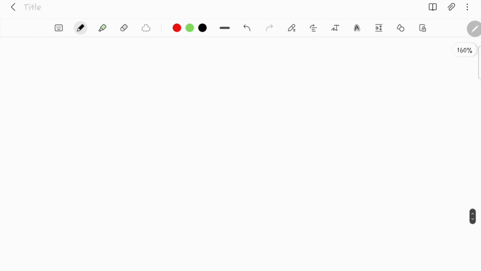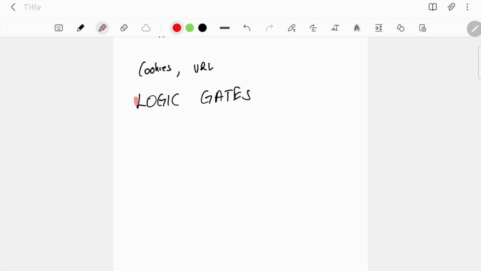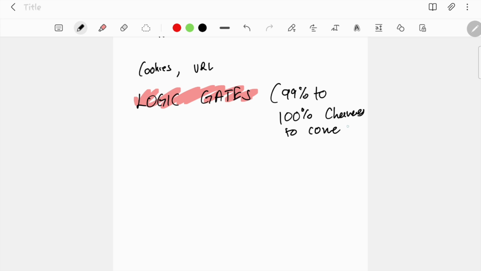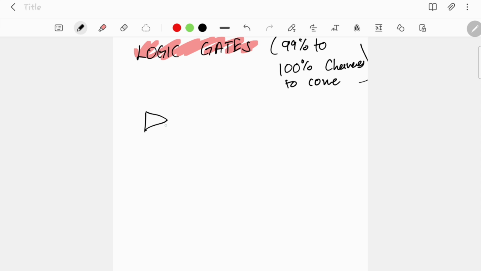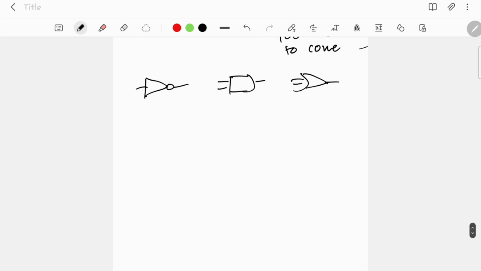Now this topic right here, 100% is gonna come. I'm gonna write it in black actually. Logic gates. Logic gates will come. Again, 99% to 100% chances to come. Okay, what do you need to know about this? We have the different gates. So we have the NOT gate, we have the AND gate, we have the OR gate. You need to know all these gates. You need to know how they all work.